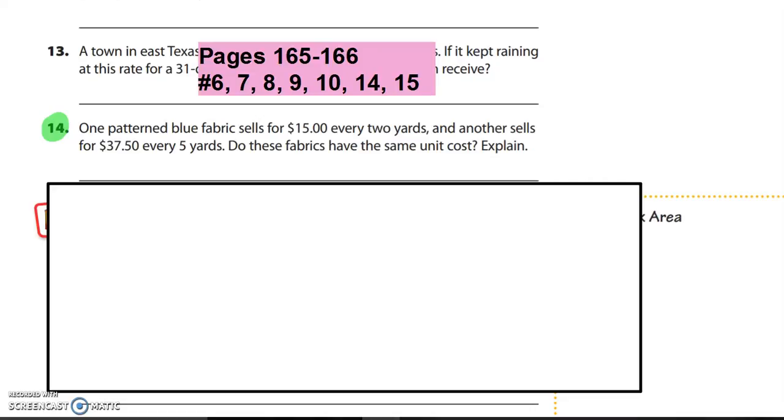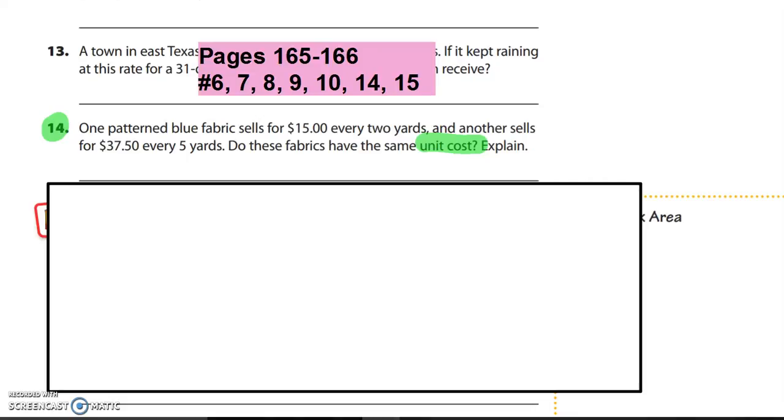Number 14 reads, one patterned blue fabric sells for $15 every 2 yards, and another sells for $37.50 every 5 yards. Do these fabrics have the same unit cost, and explain? So if you forgot what a unit cost is, it's probably a good idea to remind you what a unit cost was. So I'm going to use a different example to help you on this one.